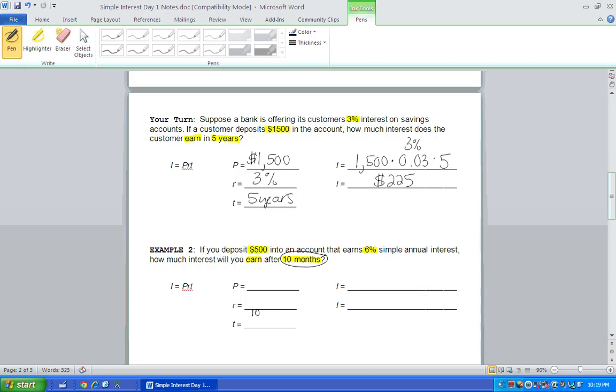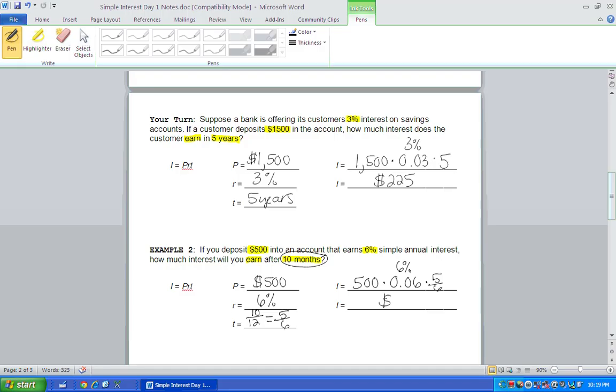So 10 months out of 12 months, because there's 12 months in a year, that would only be 5/6 of a year. The principal is $500. That's how much the deposit was. And the rate is 6%. So to find interest, we're going to multiply the principal times the rate. 6% as a decimal is 6/100, times the time, 5/6.